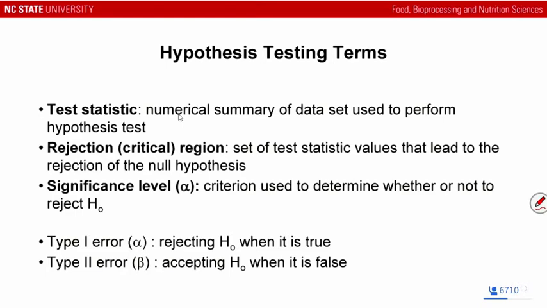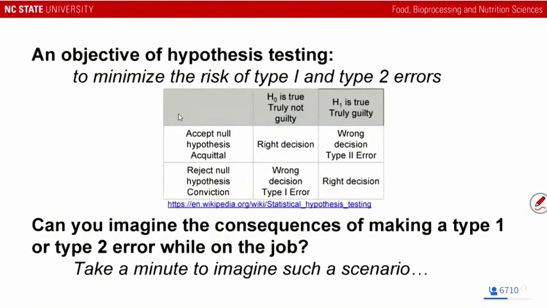So if you said the null hypothesis is this person is innocent, the type 1 error would be to convict them when they were actually innocent. Okay. And here's a nice table that really illustrates that concept.